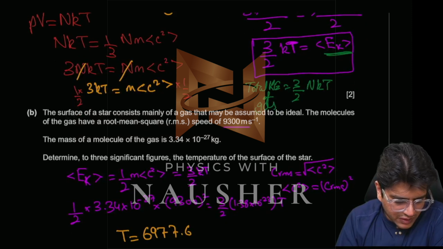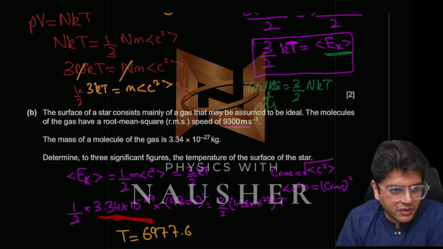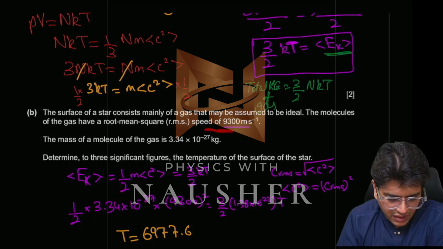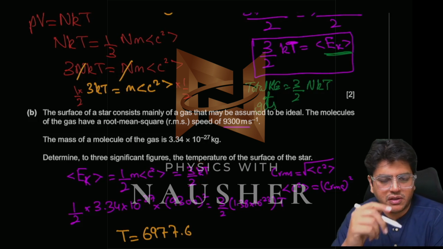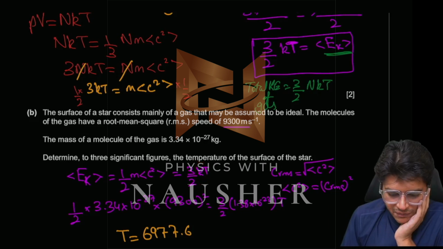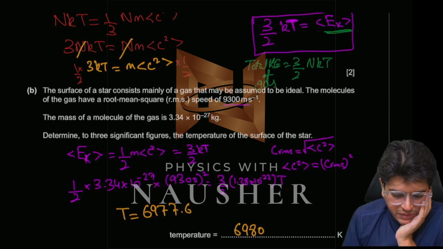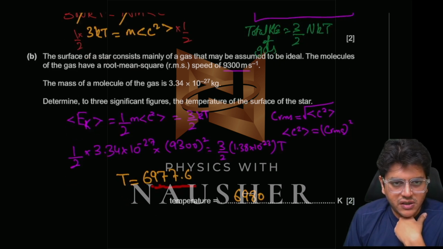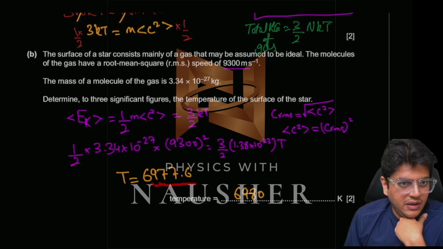So 1 by 2 mass is given, 3.34 times 10 to the minus 27, into mean square speed. That's 9300. So you put that over here, equal to 3 by 2 k. k is the Boltzmann constant. The value is given in the data booklet. You find out the temperature. The temperature turns out to be 6977.6. You can write that as 6980 kelvins.